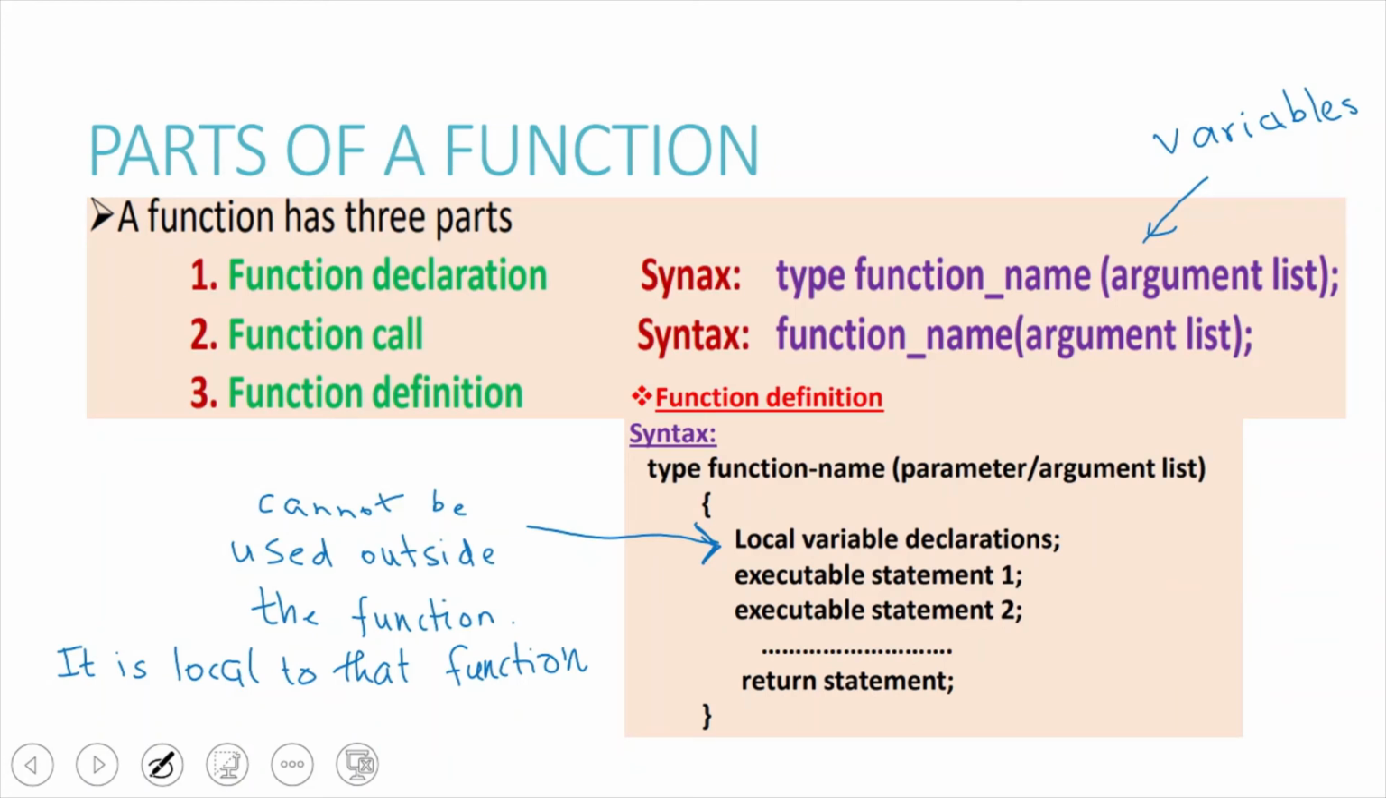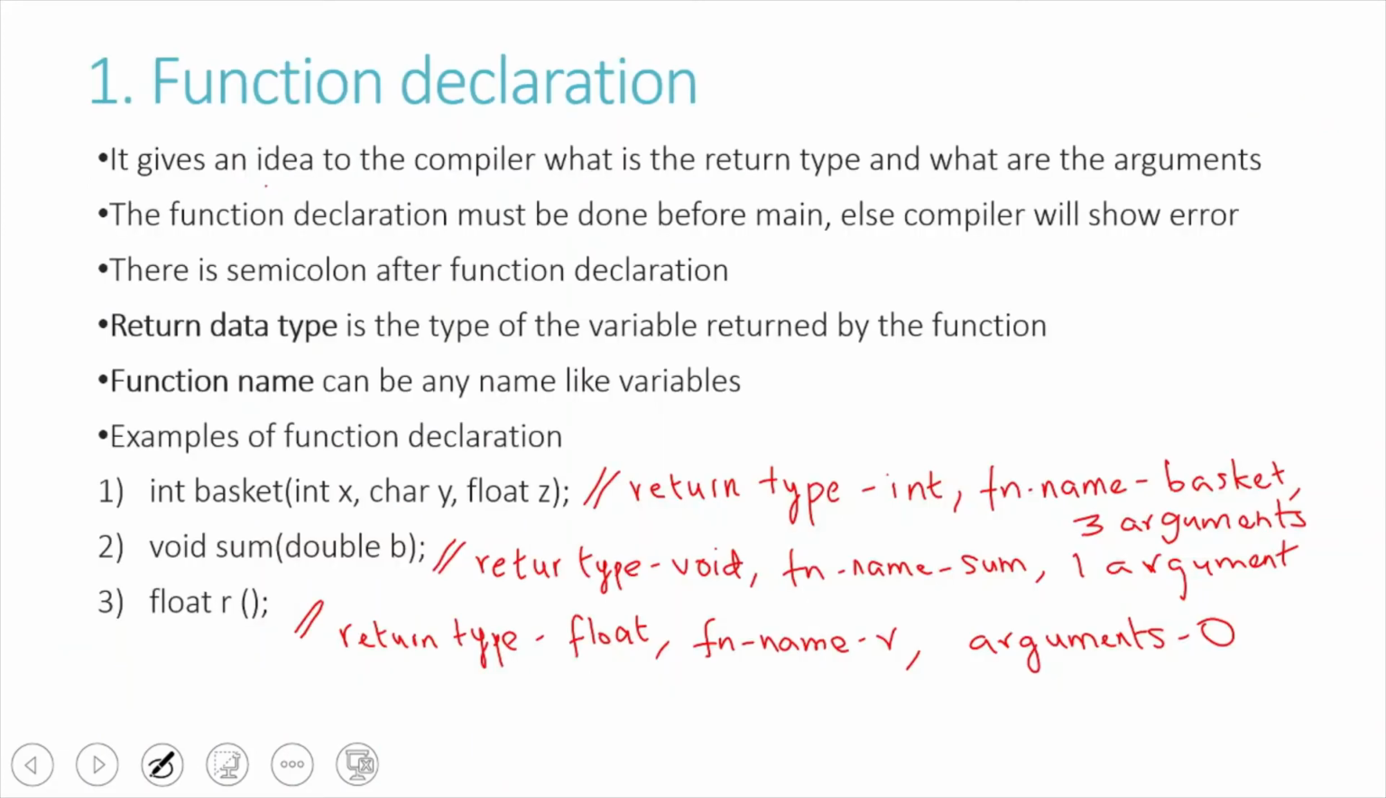Next we have parts of a function. Already we have seen them: function declaration, function calling, and function definition. We saw that function declaration is to give an idea to the compiler about the return type and the arguments that are passed to the function. These are called the arguments which will be passed to the function, and in front of the function name we will write the return type. We must understand that int is the type of the variable that will be returned to the calling function.